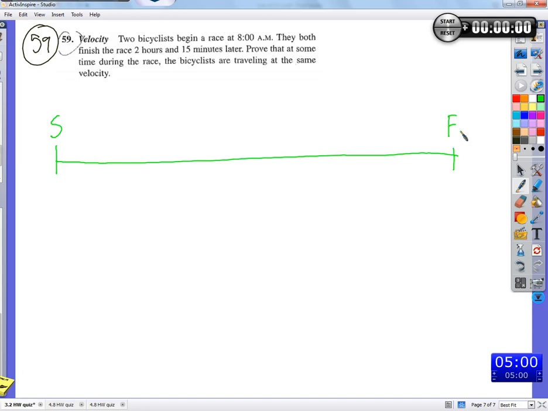We don't know the distance. It wouldn't really matter the distance. So, is this a word problem or an answer? You answer it with words? Yeah. No, we gotta use some numbers.